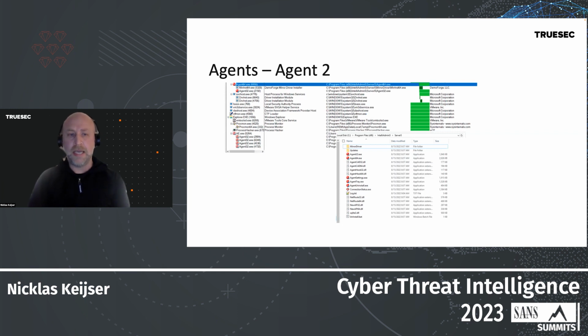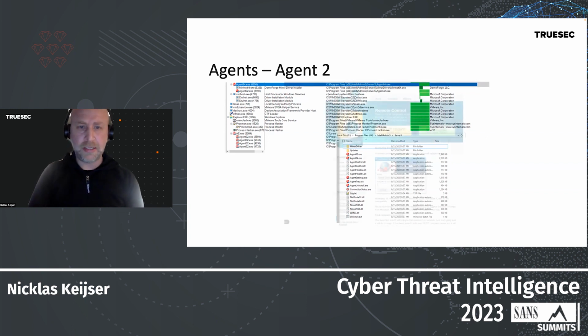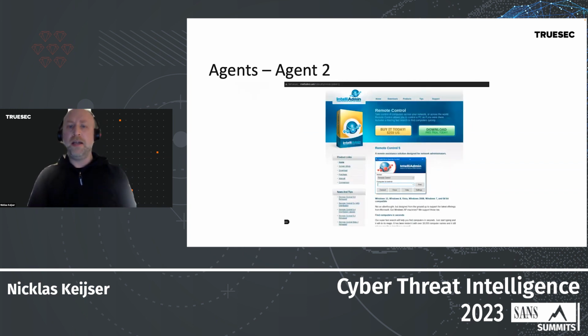It had this thing called Agent 32. I love it when they name stuff like this, because it makes our life as incident responders a bit easier, like the elsas.zip that Lina was talking about as well. And starting to look at this, it is actually a legitimate tool called IntelliAdmin.